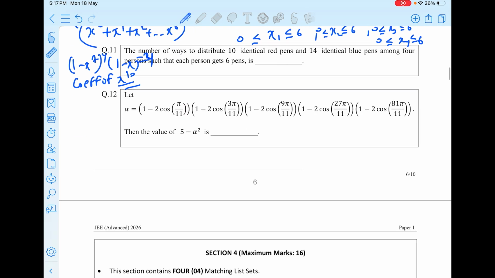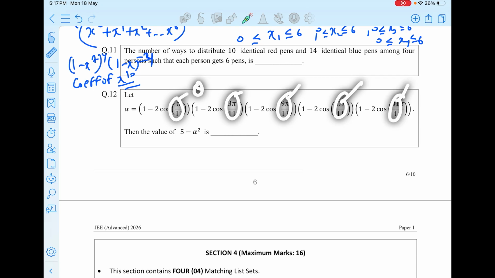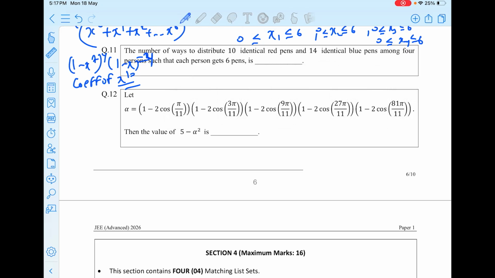Now question 12. So in question 12, what you have to do? See, it's based on trigonometry. And identifying the pattern in trigonometry is very important. If you take this as theta, so this is 3 theta, this is 9 theta, this is 27 theta, this is 81 theta. So every time it is changing by a factor of 3. Okay, so now first I will see what is 1 minus 2 cos theta. So what I will do, I will multiply by cos theta by 2.